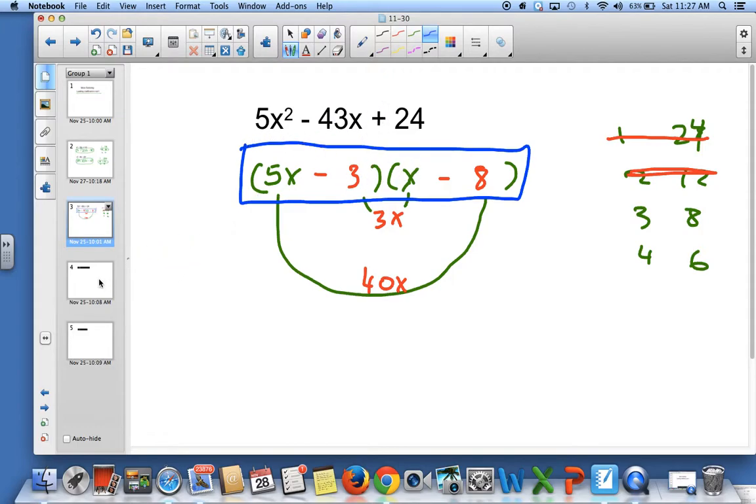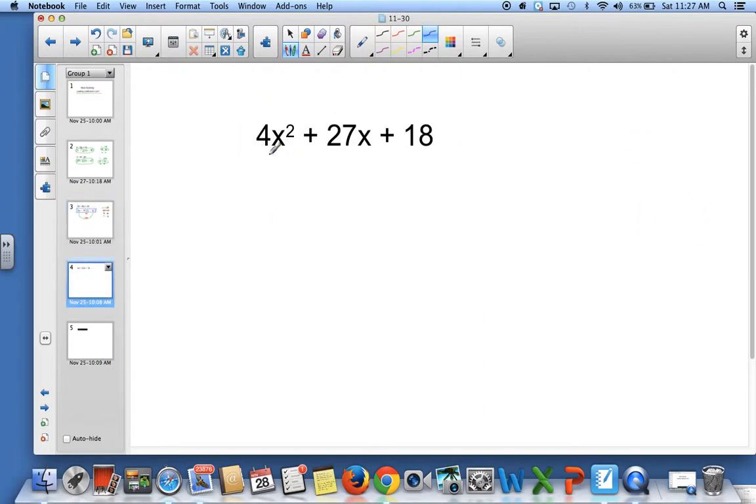All right, the next one gets a little trickier because we have a 4 here. Now, the first step that most people do is do this. They're going to look like this. This is going to be 2x times 2x. That's our first thought. 18 is 1 times 18, 2 times 9, and 3 times 6.